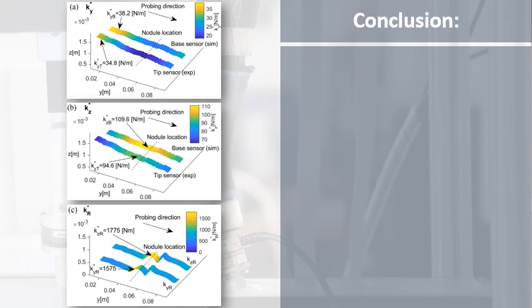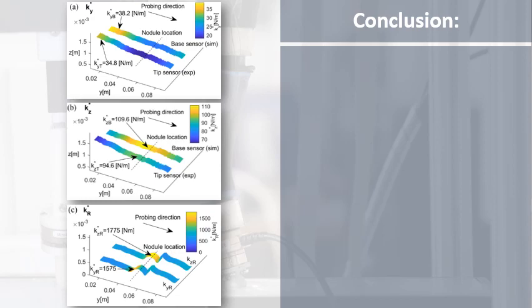In the middle is the vertical stiffness based on the continuum appendage, the continuum probe. Here again we compare the stiffness estimated based on the tip force sensor as the ground truth, and the stiffness based on the base force sensor. Here we see the peak location is on the nodule location, and at the bottom we have the profile and stiffness estimated based on the rigid probe.